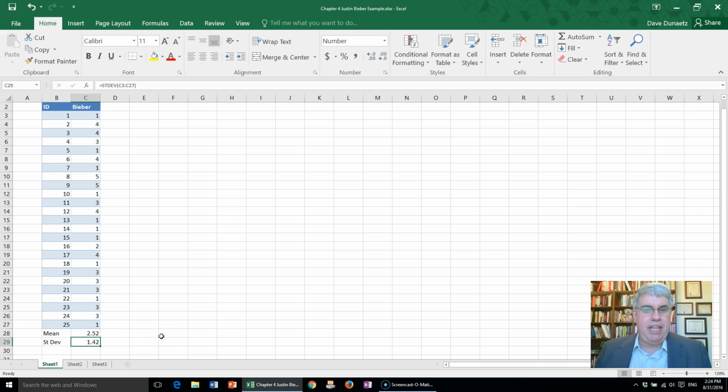So roughly speaking, that means most of the scores are between 2 and 4, which makes sense. And then almost all the scores are within 2 standard deviations. That'd be about 2.8. So that means almost all the scores are within 0 and 4.5, which certainly is the case since it's just a 0 to 5 scale. So that's how we do standard deviation on Excel.